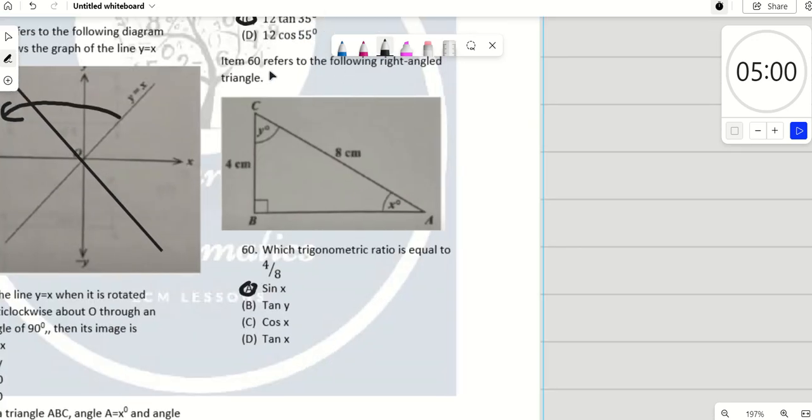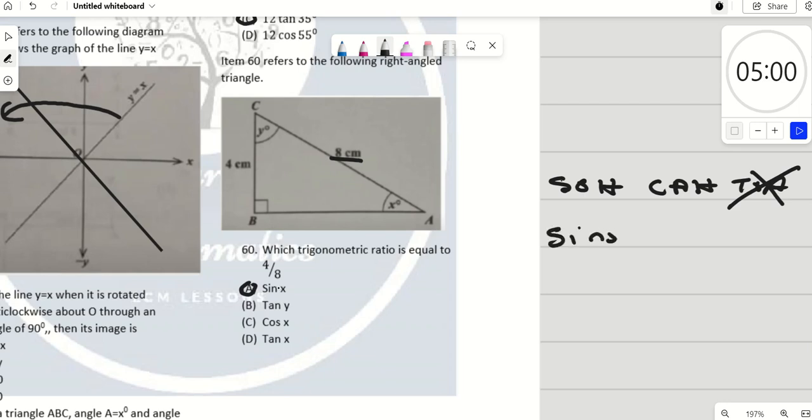Item 60 refers to the following right angle triangle. Which of the trigonometric ratios is equal to 4 over 8? 8 is your hypotenuse. So if we look at SOH CAH TOA, we know it's not tan. It's either sine or cosine, right? We're going to look at sine x.